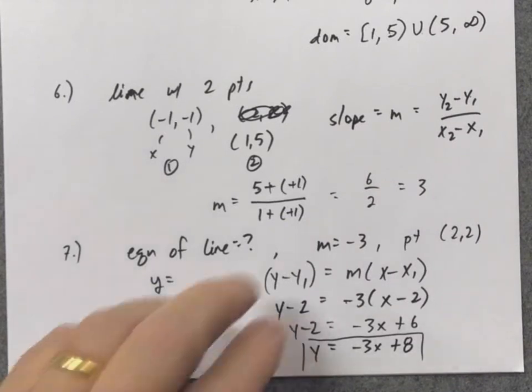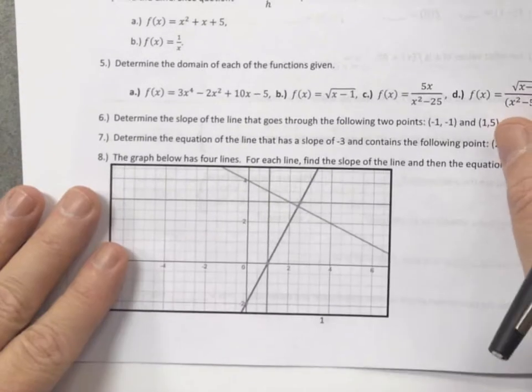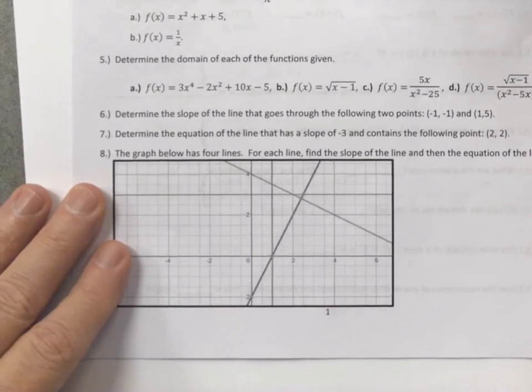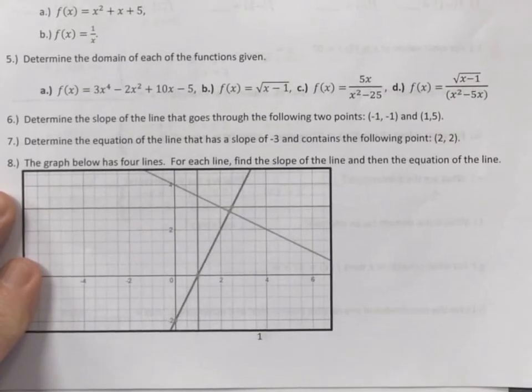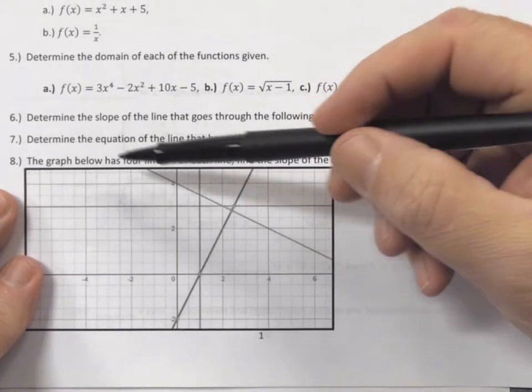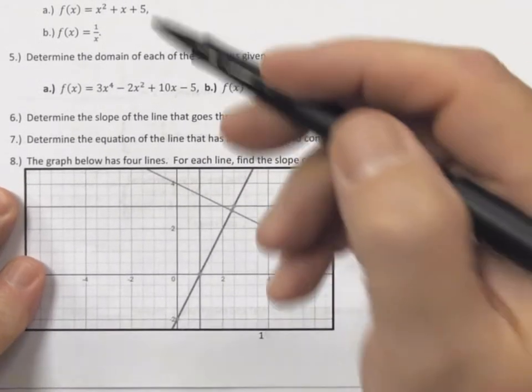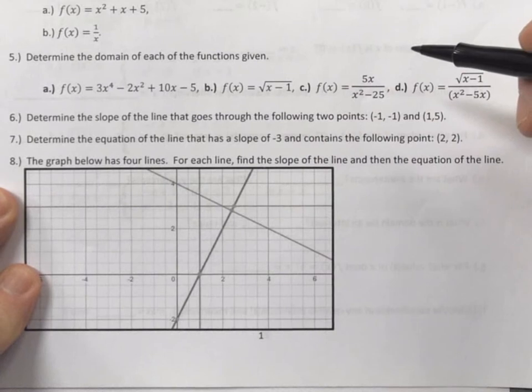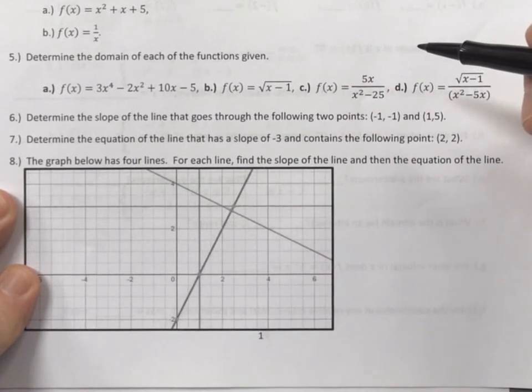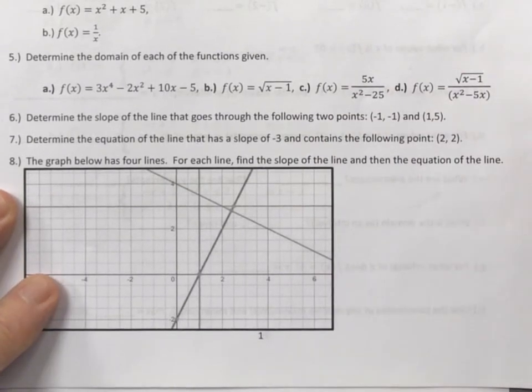All right, number 8 actually has us looking at a couple lines on a graph. So let me pop this up here so we can do this one. Let me try and zoom in a little bit. Well, first of all, let's read the instructions. Number 8, the graph. Does it have 4 lines? Yes, it does. It's not always easy to tell.